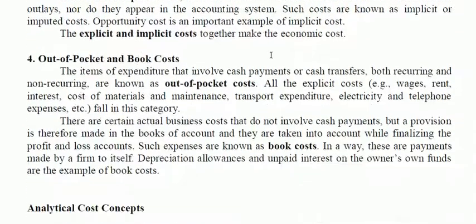And then the last one is about out of pocket cost and book cost. Book cost is what you will be recording. Out of pocket cost, you will not be recording anything, but money is going out of your pocket. Okay, so this is what it is.